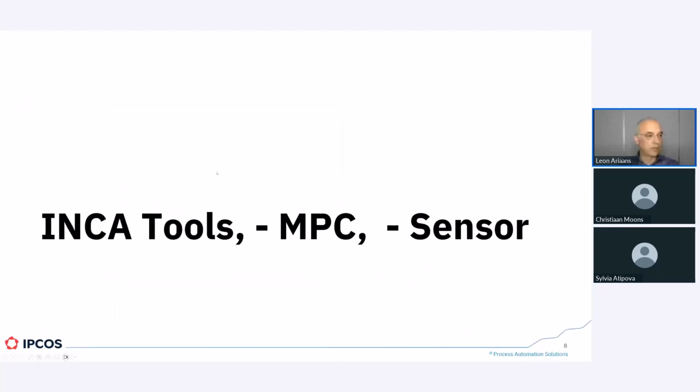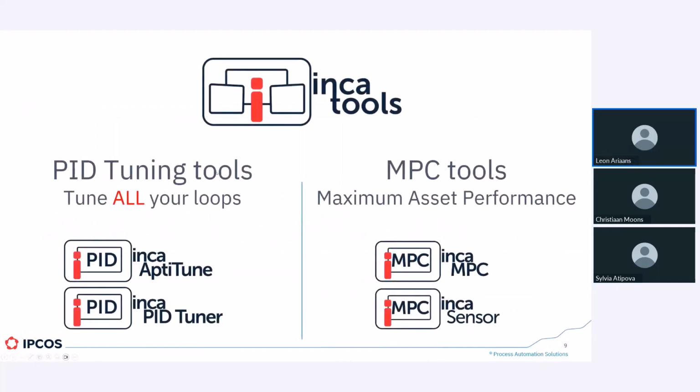The INCA Suite of tools has two pillars. We call one the offline tools and the other the online tools. The offline tools are the PID tuning tools. Currently, that's INCA AptiTune and INCA PID Tuner. I have some news to share about that at the end of this presentation when I talk about the suite again. But this presentation will mainly be about what we call the online tools. The online tools are first and foremost INCA MPC, our model predictive controller.